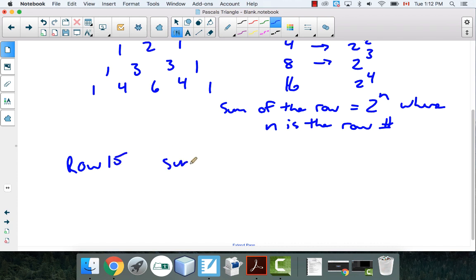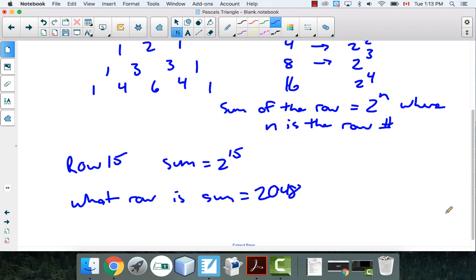The sum would equal 2 to the 15. Now you can use your calculator to solve that, and that's exactly it. Now if you needed to figure out what row, for example, has a sum equal to 2048. So there's a bunch of ways you could do this.